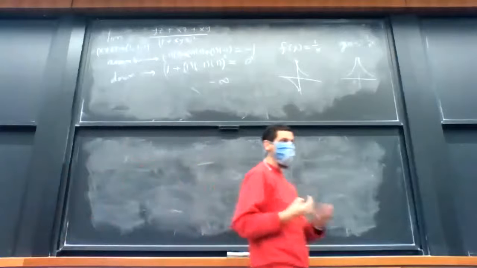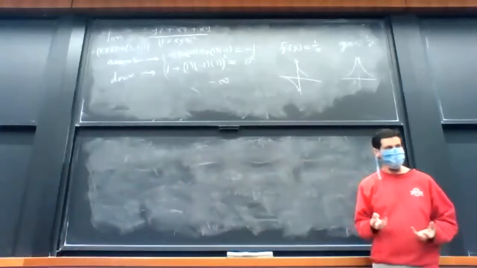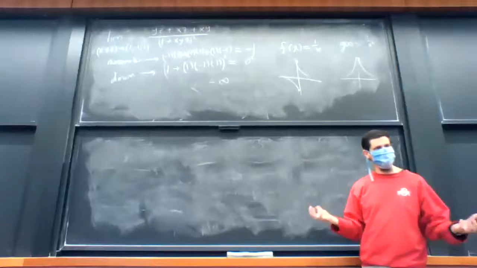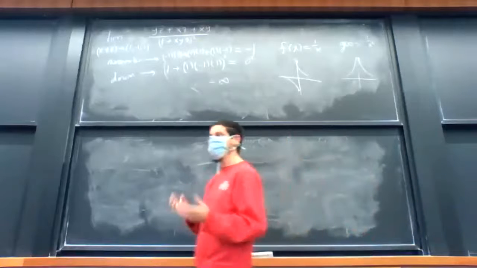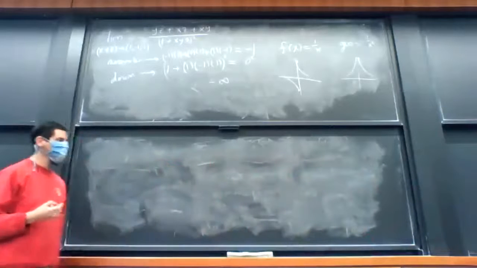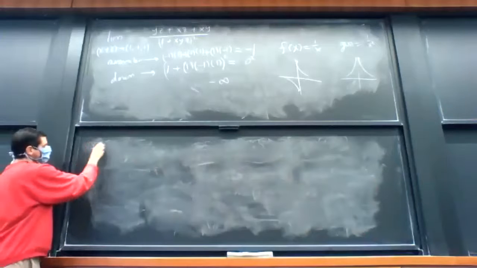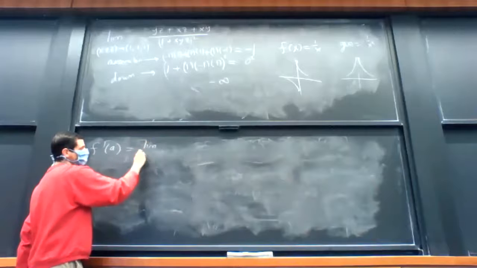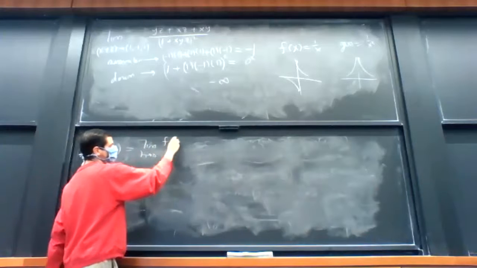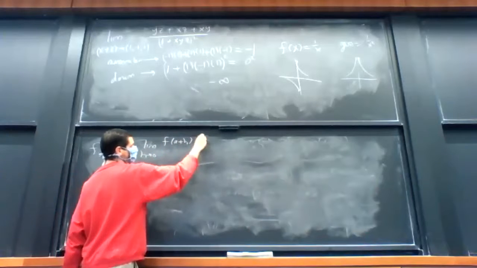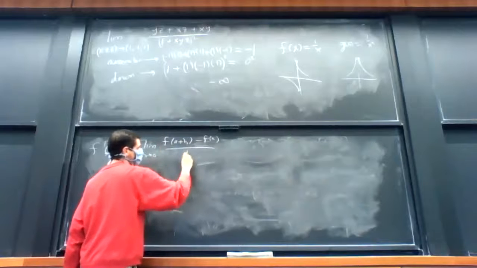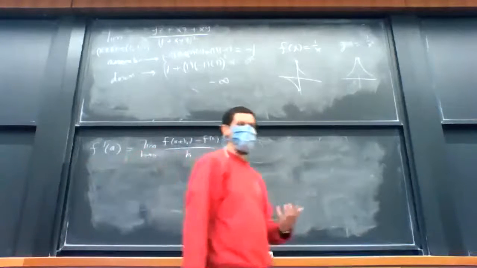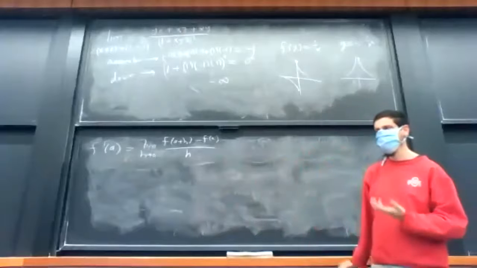So what I want to do now is talk a little bit about what the derivative means. And I want to talk about something they taught me in calculus before you were born that seems to have been removed from the curriculum, but they're really good ways to do some curve studies. The derivative at point a is the limit as h goes to 0 of f of a plus h minus f of a over h.